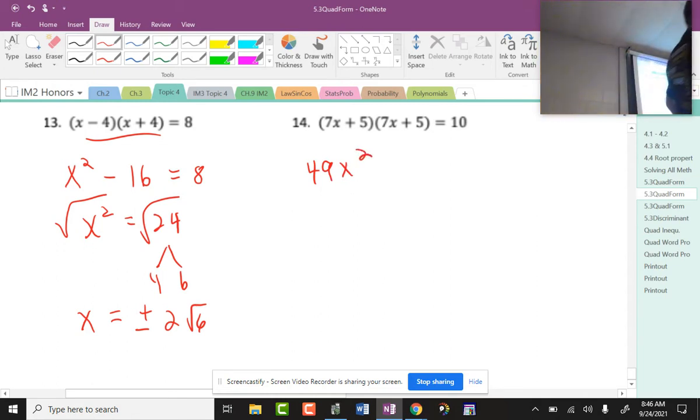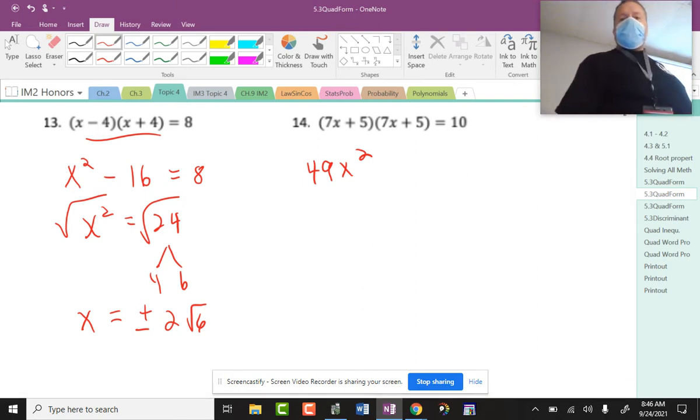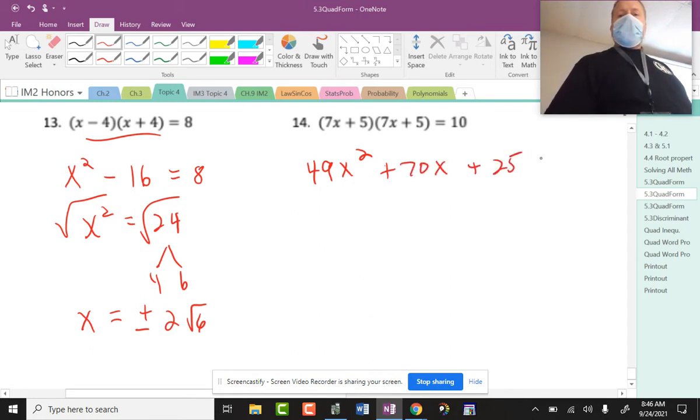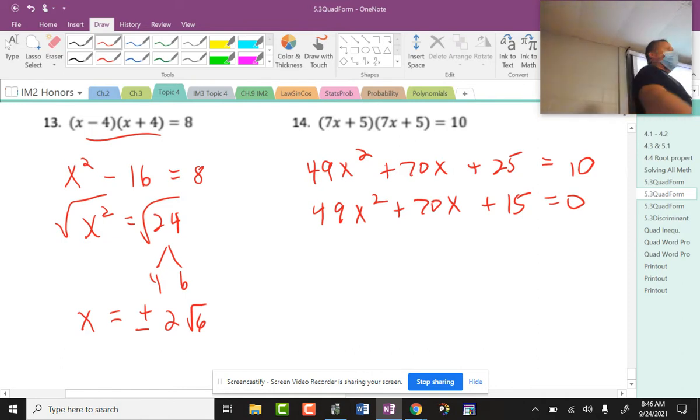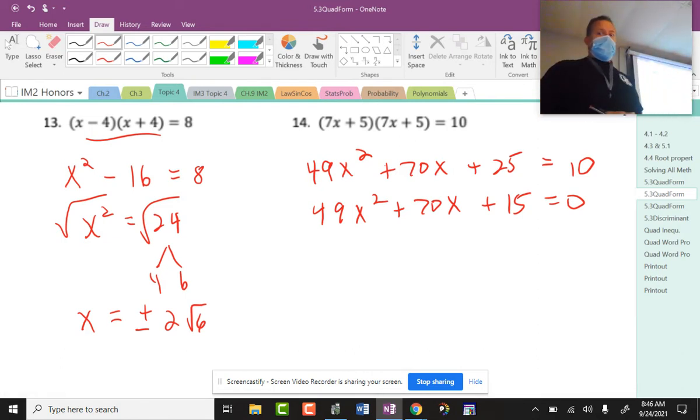7x times 7x is 49x squared, and then 35x and 35x is 70x. And then 5 times 5 is 25. And then you subtract 10. I really don't think this is factorable. Did anyone come up with? Is it factorable? I did it a different way. I did 7x plus 5 squared.